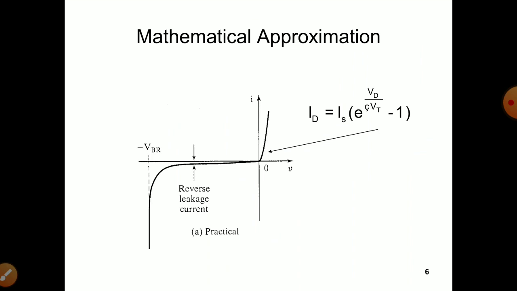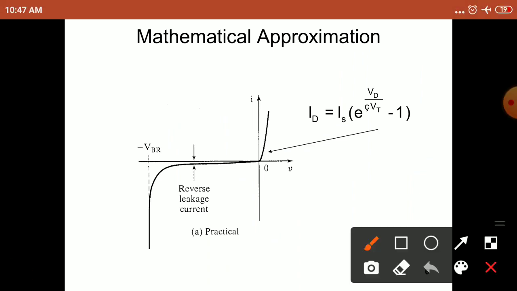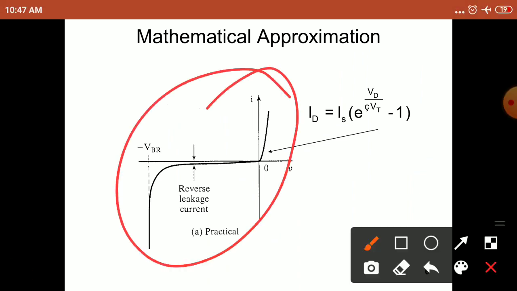So, mathematical approximation: how much current is flowing through the diode when forward current is flowing. It can be calculated. It's a graphical representation. Once again, I have shown what we discussed in the previous slide, graphically how the current flows from anode to cathode when forward biased. When it is reverse biased, we discussed that.